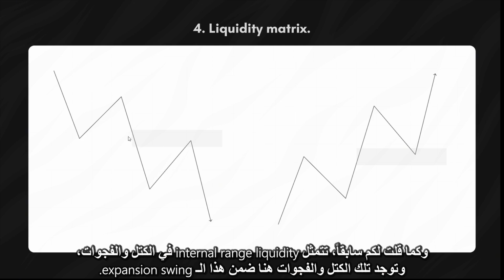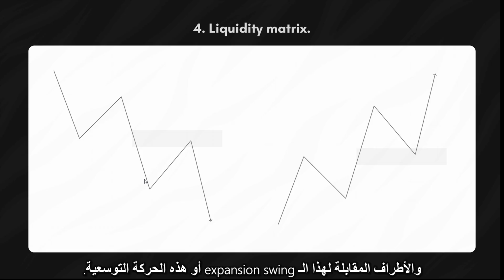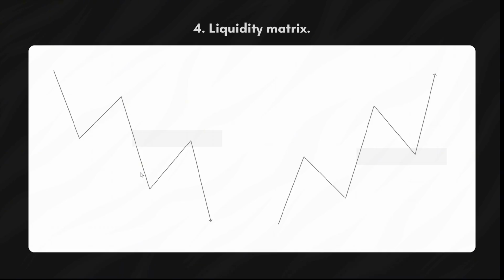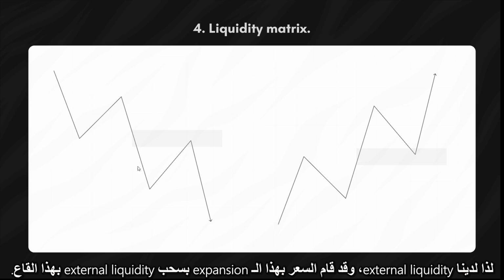And just like I told you earlier, internal range liquidity is represented by blocks and gaps, and those blocks and gaps exist here within this expansion swing. And the opposing ends of this expansion swing, or this expansion move, are represented by external range liquidity, right? These extremes could be considered external range liquidity. So we've got external range liquidity.